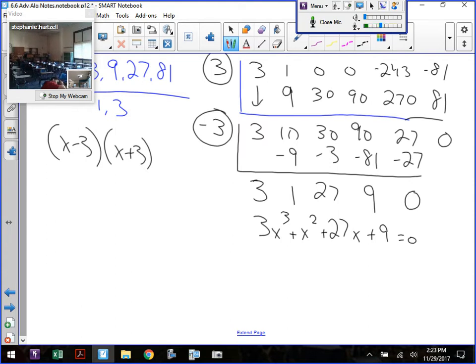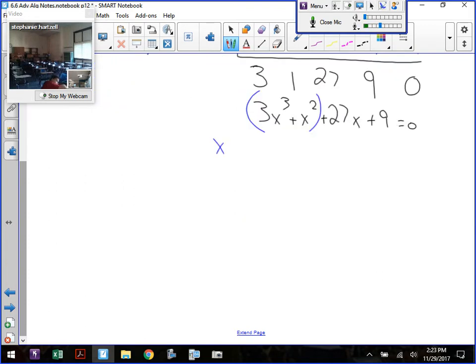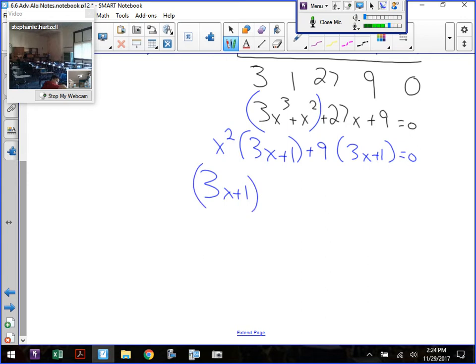If I go grouping in this method, what's my GCF here? X squared, good. All right. So take out the x squared. I'm left with 3x plus 1. What do I take out next? The 9. And I have a 3x plus 1. Are the two things that are in parentheses the same thing? Yeah. So I write them down. And then I'm left with x squared plus 9.